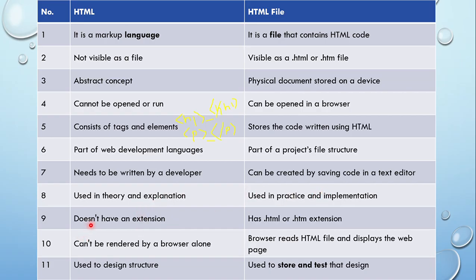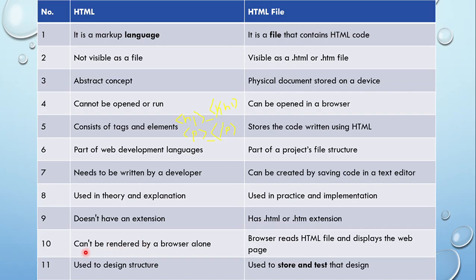Okay. Next is doesn't have an extension. HTML doesn't have an extension because it's just code. We saw, dear friends, just now that HTML is just code, so it does not contain any extension. But an HTML file does contain extensions to run in web browsers, right? The extensions are .html and .htm.